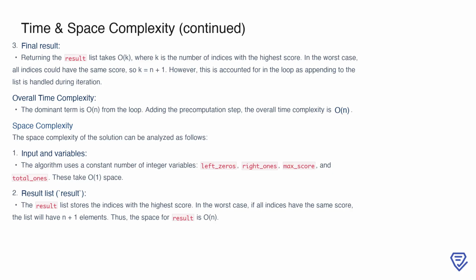Now, looking at the space complexity, the algorithm utilizes a constant amount of space for variables such as left_zeros, right_ones, max_score, and total_ones, all of which take up O(1) space. The result list, however, grows based on the number of indices with the highest score. In the worst case, this list will store n+1 indices, which requires O(n) space.